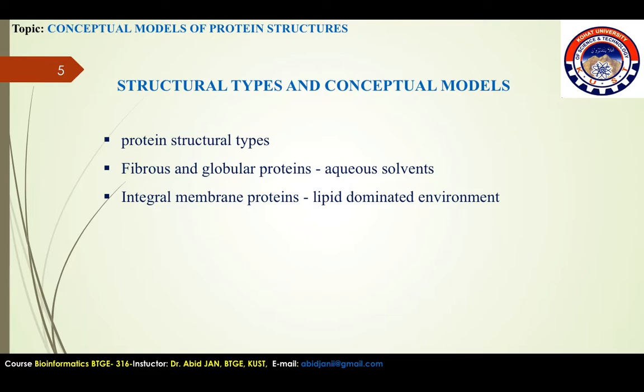Integral membrane proteins exist within the lipid dominated environment of biological membranes or transmembrane domains.